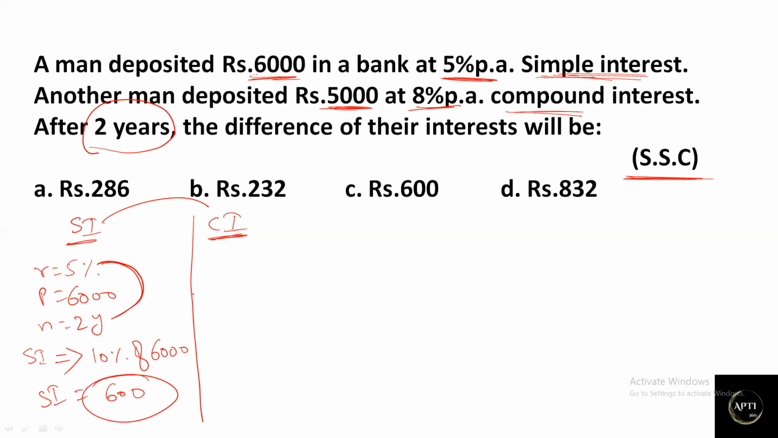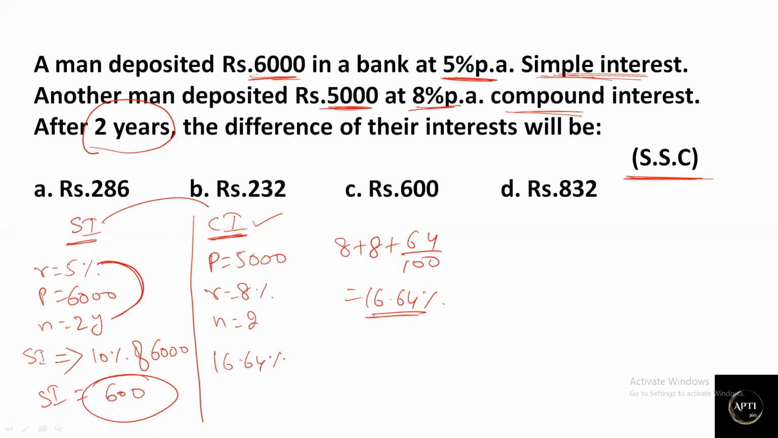Now the only part left is to calculate compound interest for 2 years. For compound interest, principal amount is 5,000, rate of interest is 8%, number of years is 2 years. For 2 years, the compound interest rate is 8 plus 8 plus 64 by 100, which is nothing but 16.64%. Now what is 16.64 percent of 5,000? I already told you this, we can take it as approximate value 1 by 6. 1 by 6 is nothing but 16.64% into 5,000.